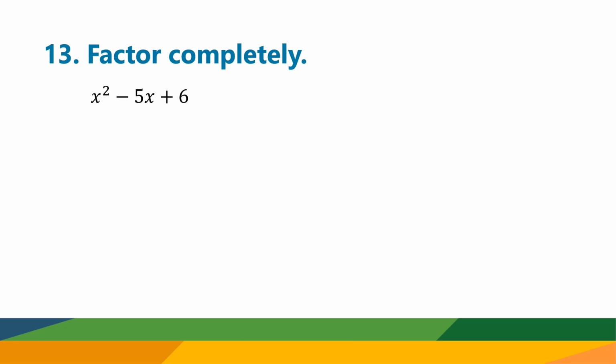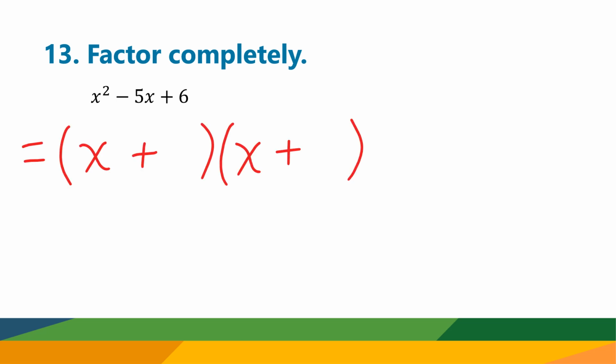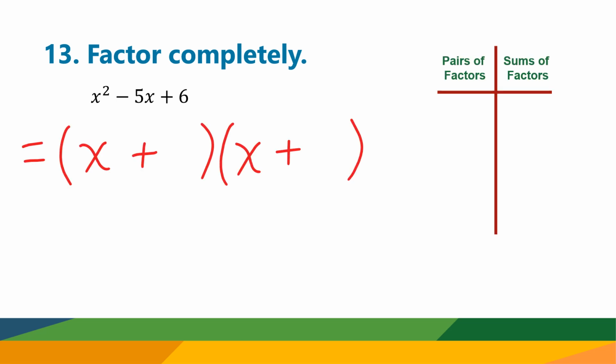All right, let's look at another one. This one doesn't look too bad. X squared minus 5x plus 6. Do your template, do your little table. So we're looking for things that multiply to give you 6 and add to what? What are they supposed to add to? The middle number, the coefficient on the middle term, which is -5.